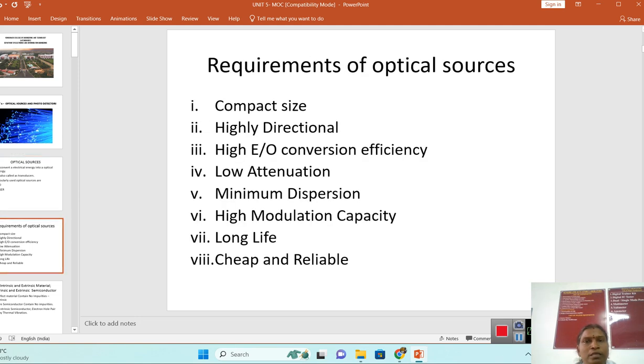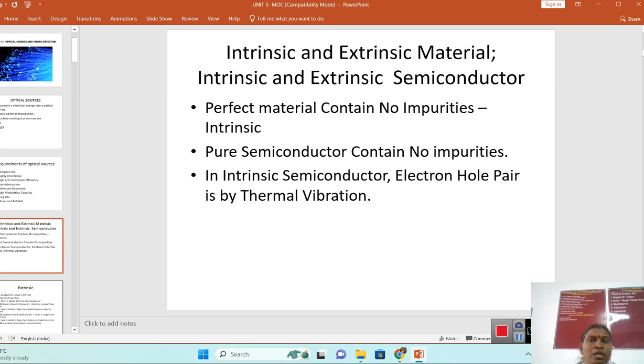Here are the requirements of an optical source: compact in size, highly directional. So we prefer the laser as an optical source in the majority of long distance communication. And high electrical to optical conversion efficiency, low level attenuation, minimum dispersion, high modulation capacity, long life, cheap and reliable. These are all the requirements whenever we are designing optical sources.